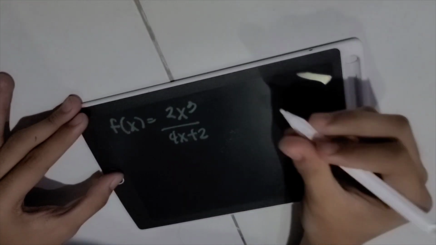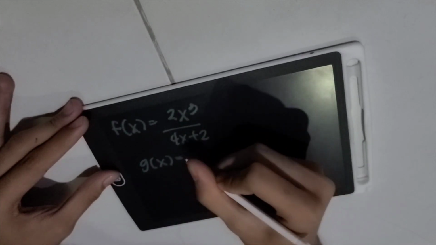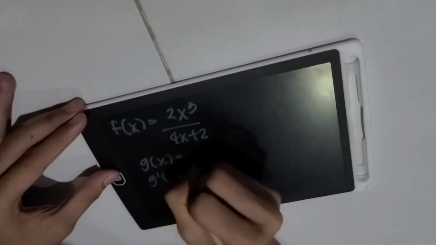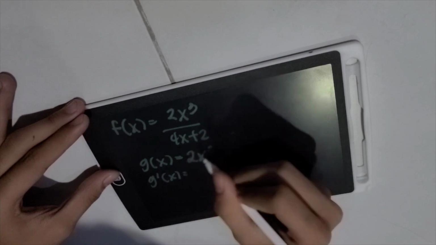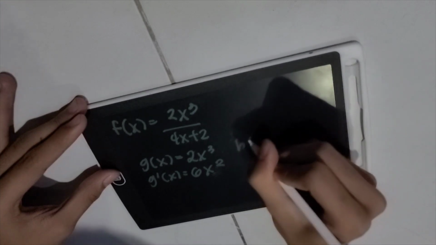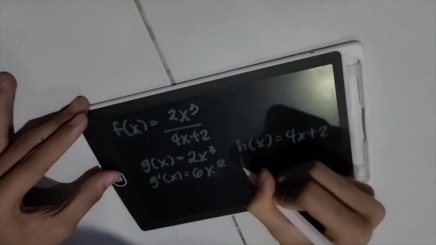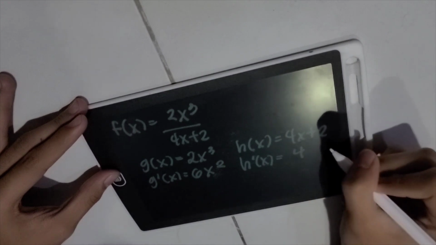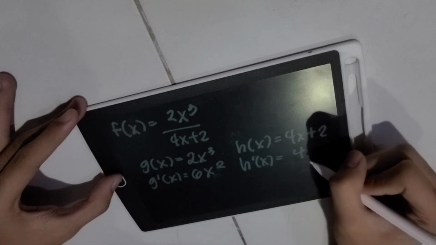So, una gagawin natin, identify natin ang g of x, which is 2x cubed, and g prime of x is equal to 2 times 3, 6. 3 minus 1 is 2. So we have 6x squared. So h of x is equal to 4x plus 2. H prime of x, derivative of 4x is 4. By the use of constant rule, 2 will be 0. So, ang derivative na lang natin ay 4.